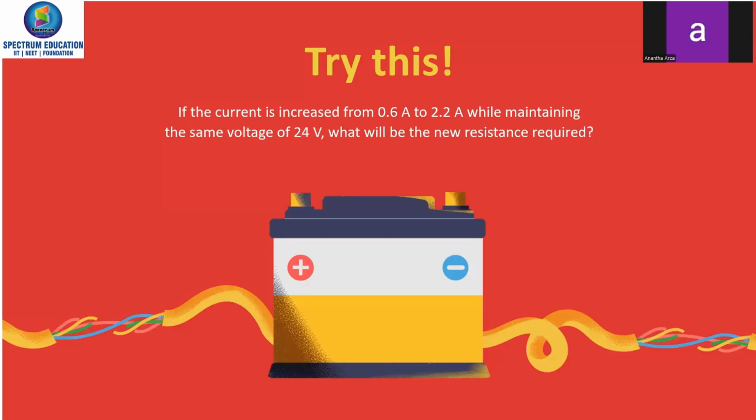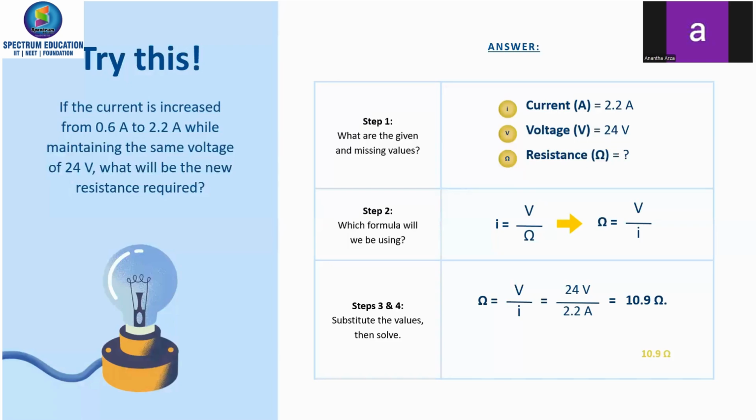Next, another example. If the current is increased from 0.6 amperes to 2.2 amperes while maintaining the same voltage of 24 volts, what will be the new resistance required? First step, given values and missing values. What are the given values? Current and voltage are the given values. Resistance is the missing value.